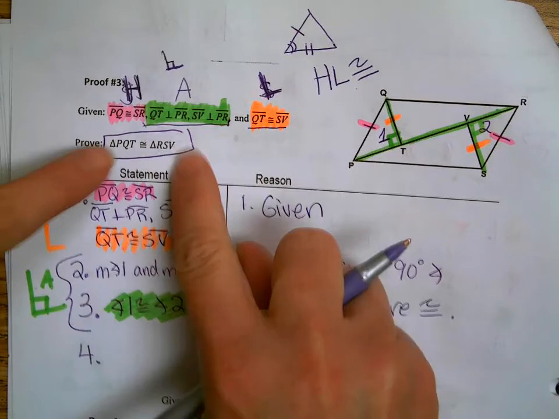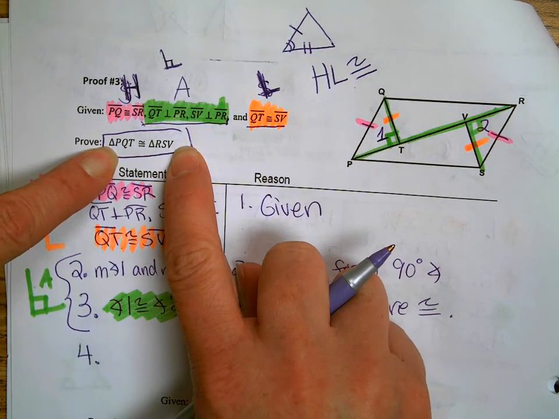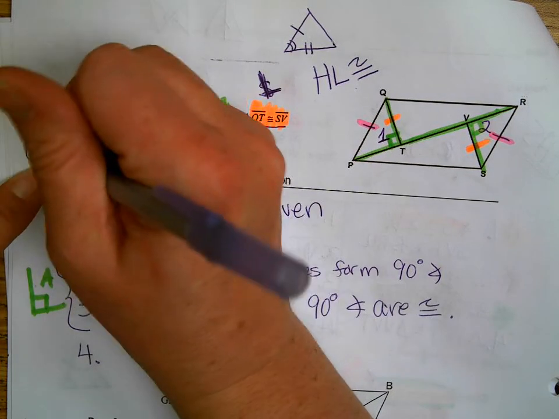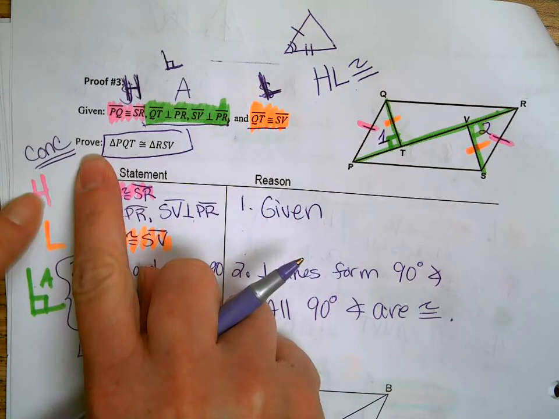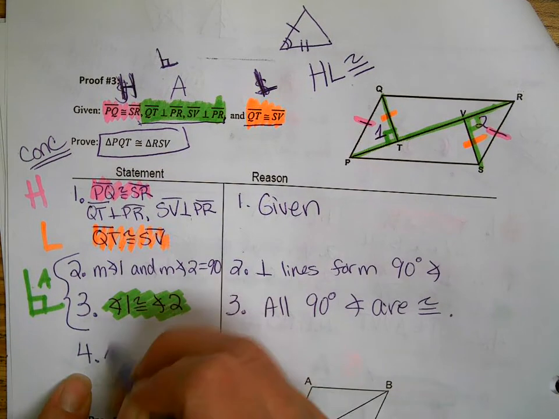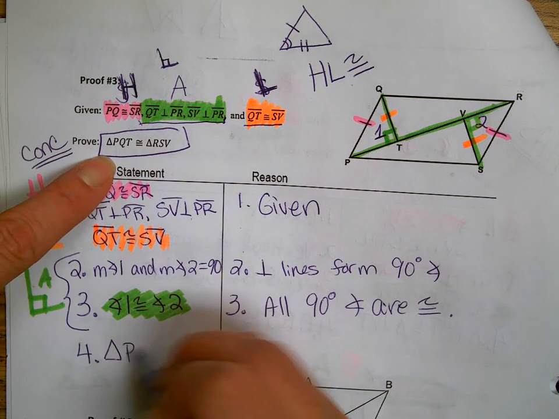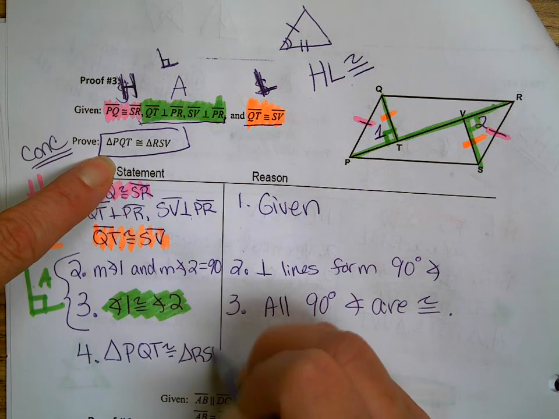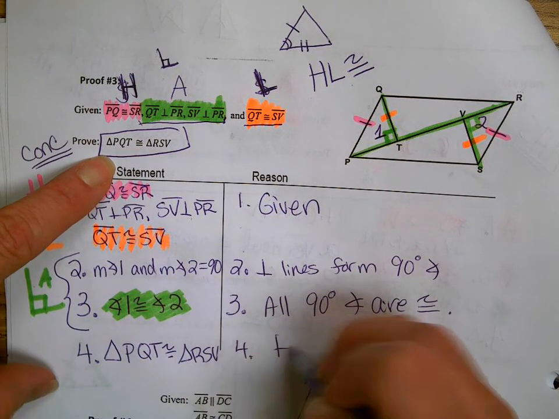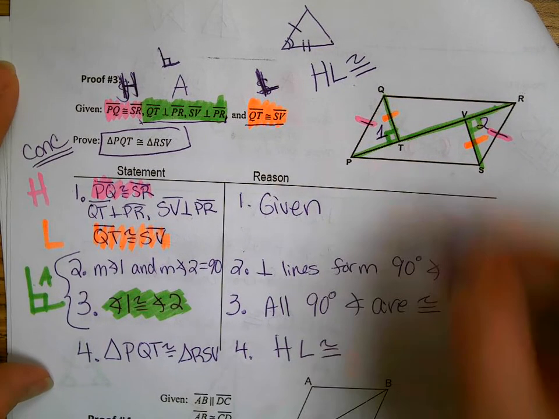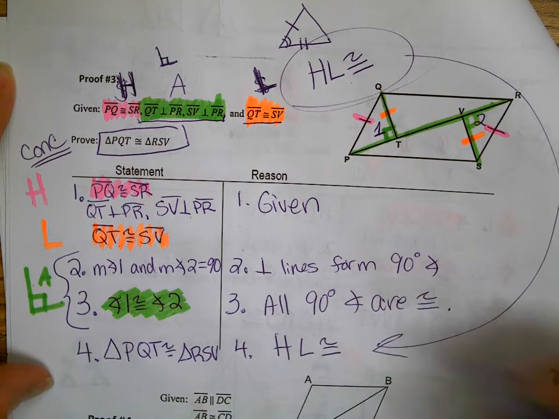So this conclusion I've kind of skipped over talking about in the other proofs. What we're asked to prove is our conclusion here. Our conclusion needs to end the proof. So how we're going to end the proof is by saying triangle PQT is congruent to triangle RSV because of hypotenuse leg congruence. So this method, again, is always your last statement.